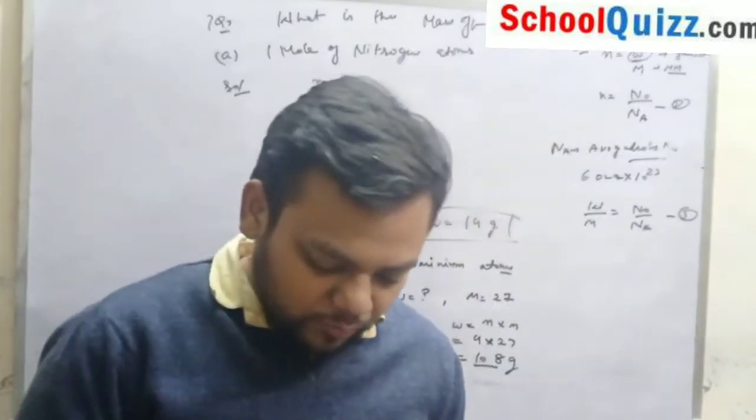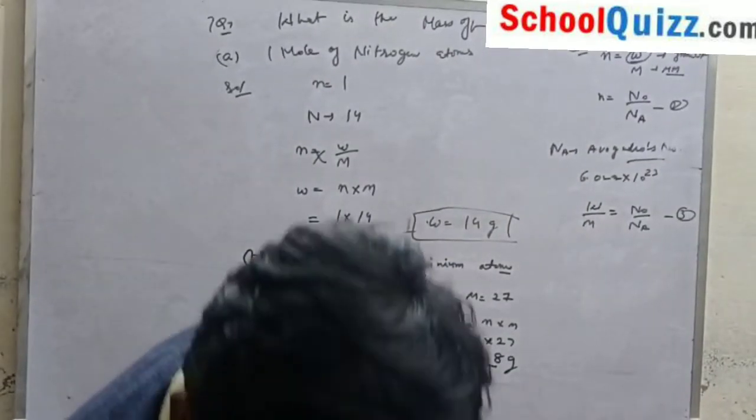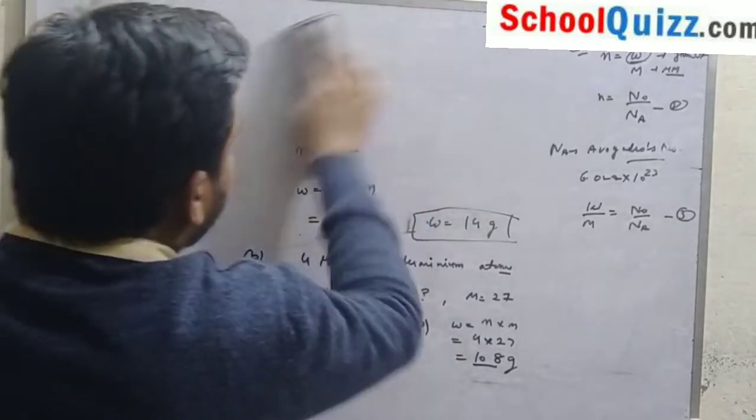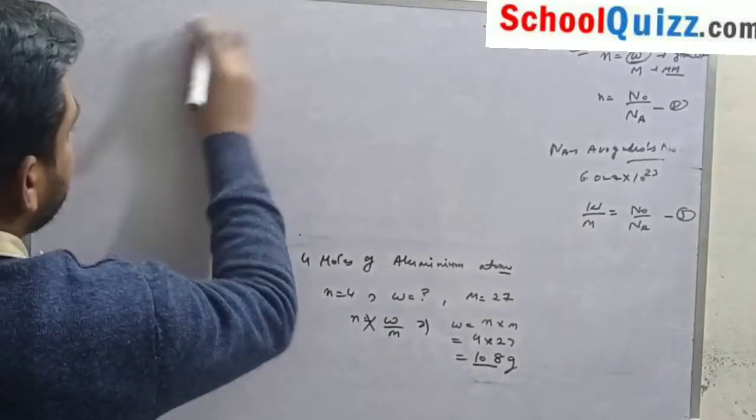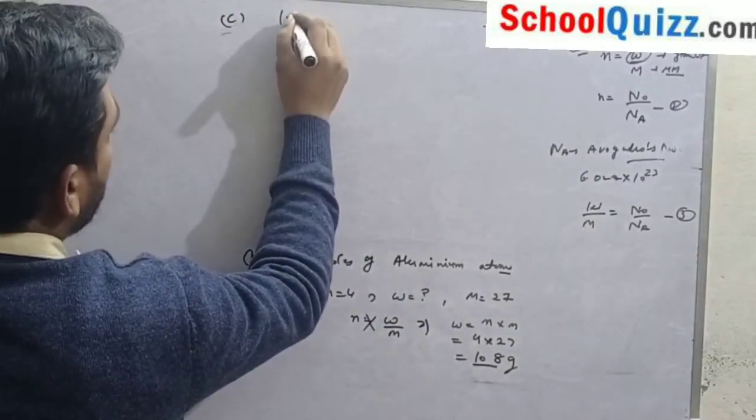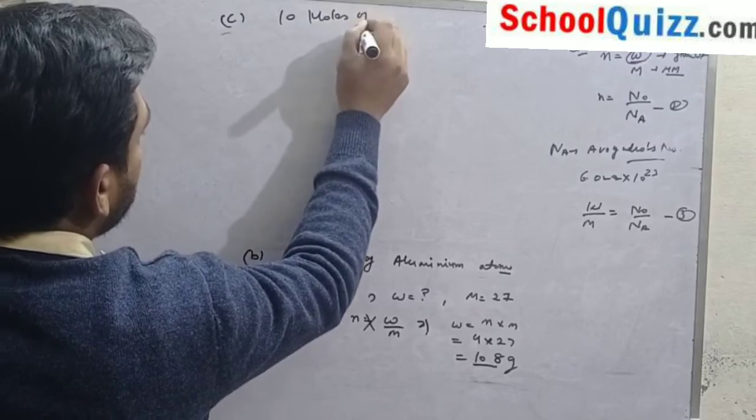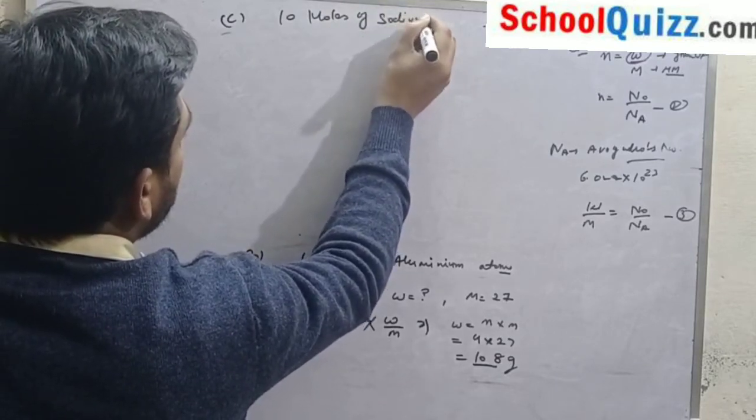Now we will move to the third part of that question, that is 10 moles of sodium sulfite.